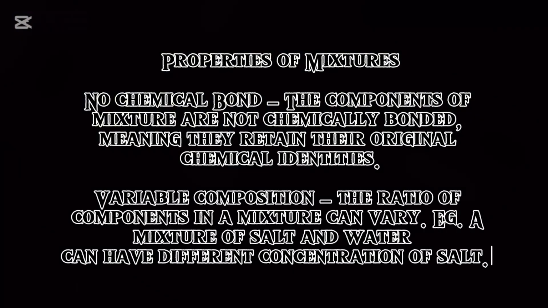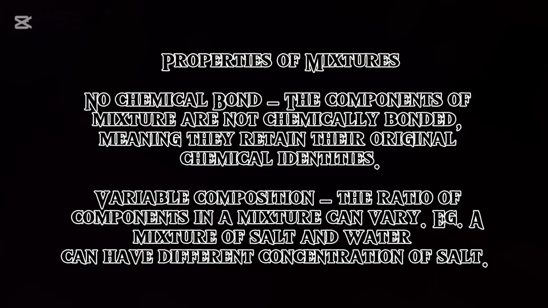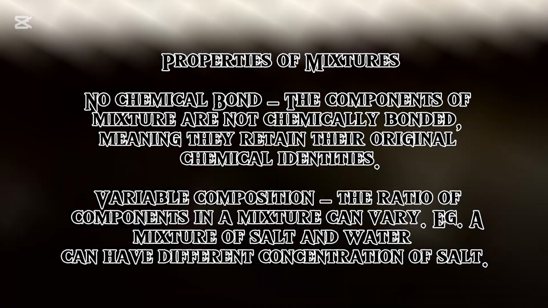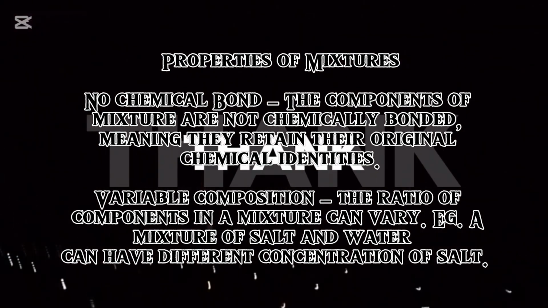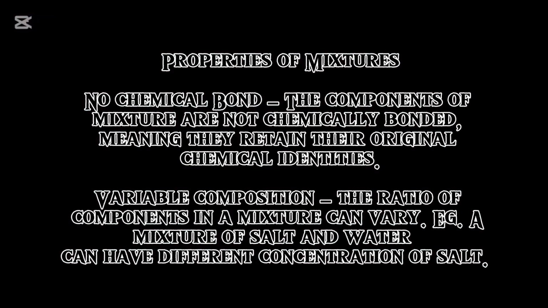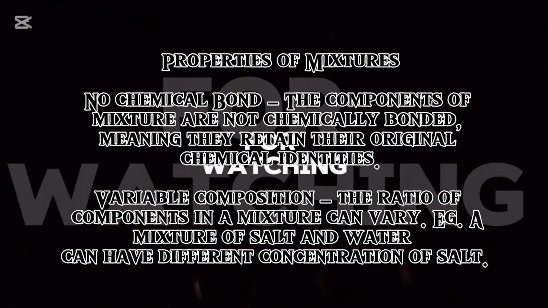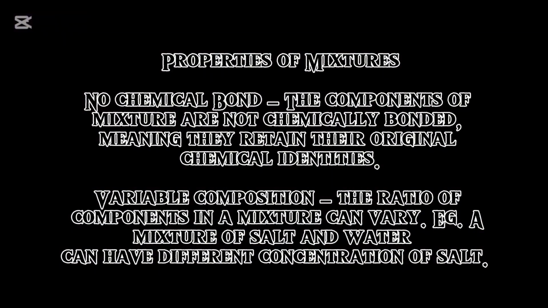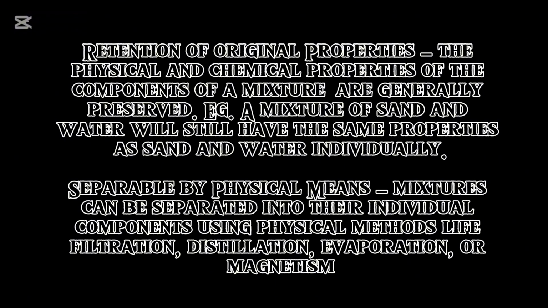Properties of mixtures. No chemical bond: the components of a mixture are not chemically bonded, meaning they retain their original chemical identities. Variable composition: the ratio of components in a mixture can vary, e.g., a mixture of salt and water can have different concentrations of salt. Retention of original properties: the physical and chemical properties of the components of a mixture are generally preserved, e.g., a mixture of sand and water will still have the same properties as sand and water individually.